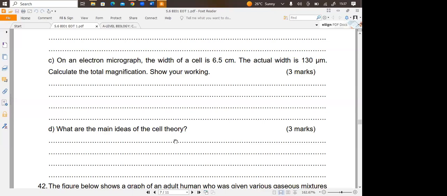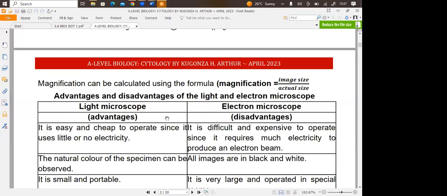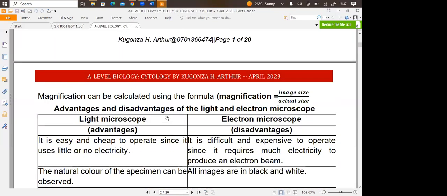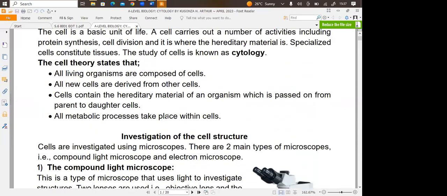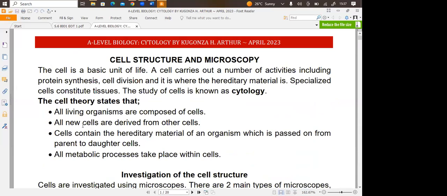Still, you don't have to burden yourself. Since you're revising, you go to the notes, open the notes and see where you can get that information and you read there. And this is what we are talking about. These ones here, the cell theory. These are the points behind the cell theory, and they are always there in the notes.